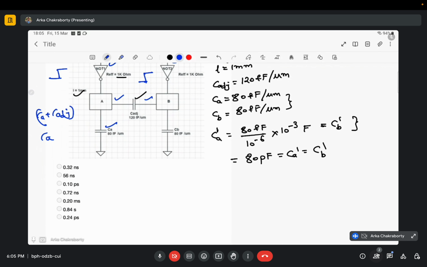And the third condition would come when the driver of the aggressor is changing the input, and the driver of the victim is also changing its state, but they are opposite in direction. In that case, the voltage across the C adjacent would be double. In that case, the capacitance that we will be experiencing would be Ca plus 2 into C adjacent.